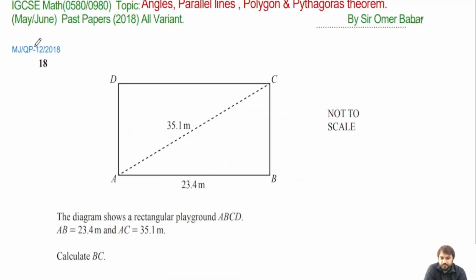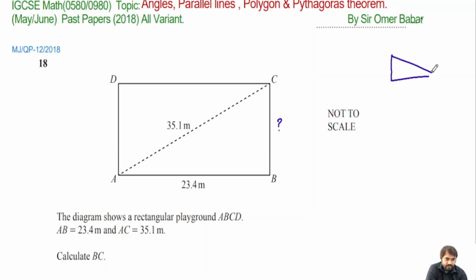Question 18 that appeared in paper 1, the variant was 2, again 2018. Here we have this diagram ABCD. The diagram shows a rectangular playground ABCD. AB is 23.4 meter, this one, and AC 35.1 meter, this diagonal line, that is AC. Calculate BC. We need to calculate this BC. How can we do that? We have a Pythagoras theorem.